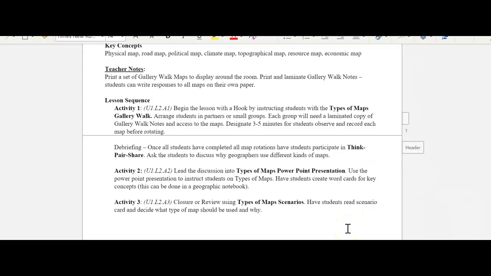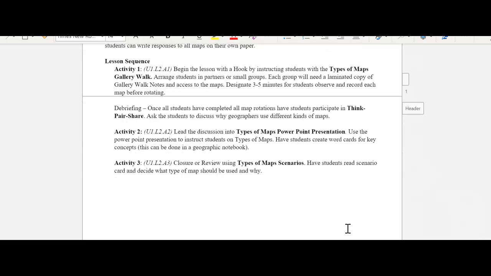Our activity 2 is the types of map PowerPoint presentation. Here is your content for the different types of maps that we'll be using this year and that we hope students learn about. And then for activity 3, there are some types of map scenarios. These are little situations where it talks about something that somebody needs to do geographically, and the students are to identify what type of map should be used.